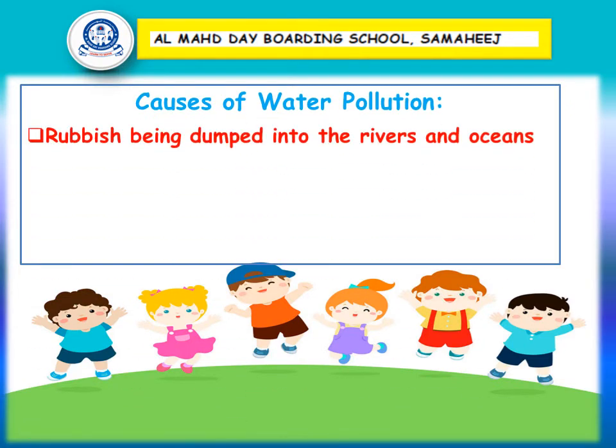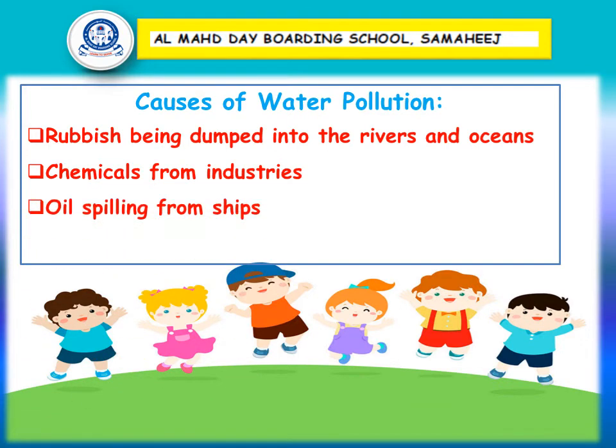First, rubbish being dumped into the rivers and ocean, or throwing or disposing waste from households into the bodies of water. Second, chemicals from industries, or industrial runoff from factories and cities. Third, oil spilling from ships. Oil spill is the release of liquid petroleum caused by accidents from tankers, pipelines, and refineries.